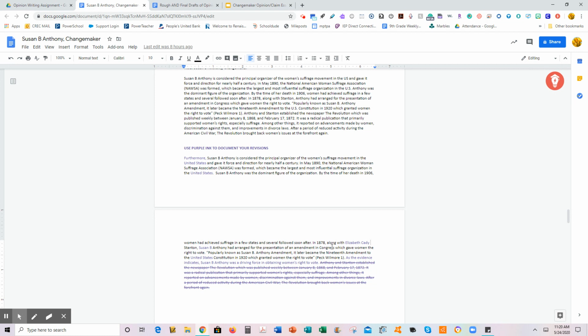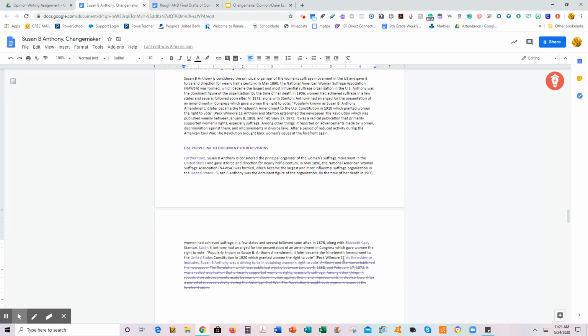In 1878, along with, now it had written just Stanton and Anthony, I put in their full names, Elizabeth Cady Stanton, Susan B. Anthony. To me, it sounds more formal and more appropriate. Had arranged for the presentation of an amendment in Congress which gave women the right to vote. Popularly known as Susan B. Anthony Amendment, it later became the 19th Amendment to the United States, again, I spelled out United States, Constitution in 1920, which granted the women the right to vote.